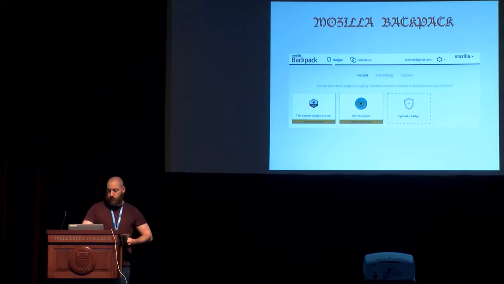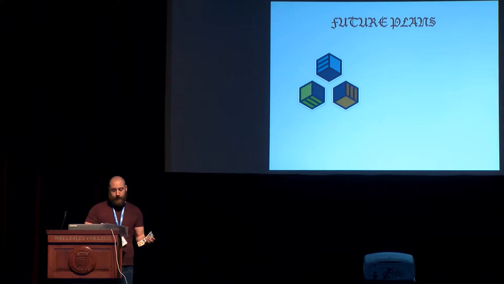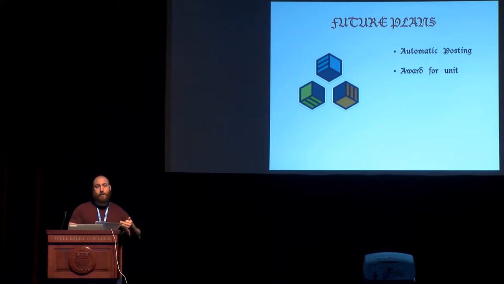Right now, the implementation is fairly minimal. There are a few things we'd like to add, and of course, open source contributions to add these things would be welcome. For instance, Mozilla Backpack has an API for submitting badges directly to them so they don't have to be uploaded by the user. At the moment, badges are only awarded by completing a full course. We would like to add more granularity, say for individual units or sections.